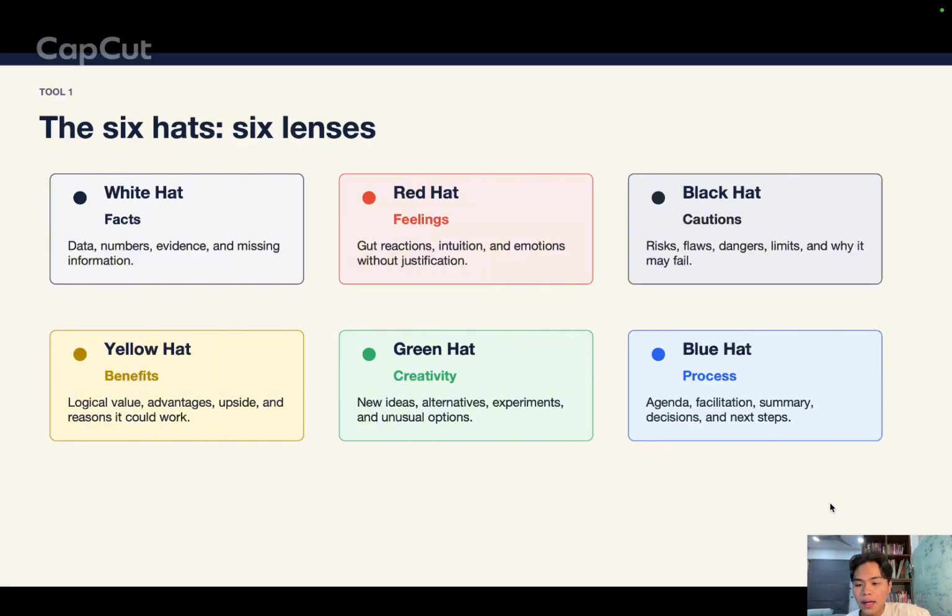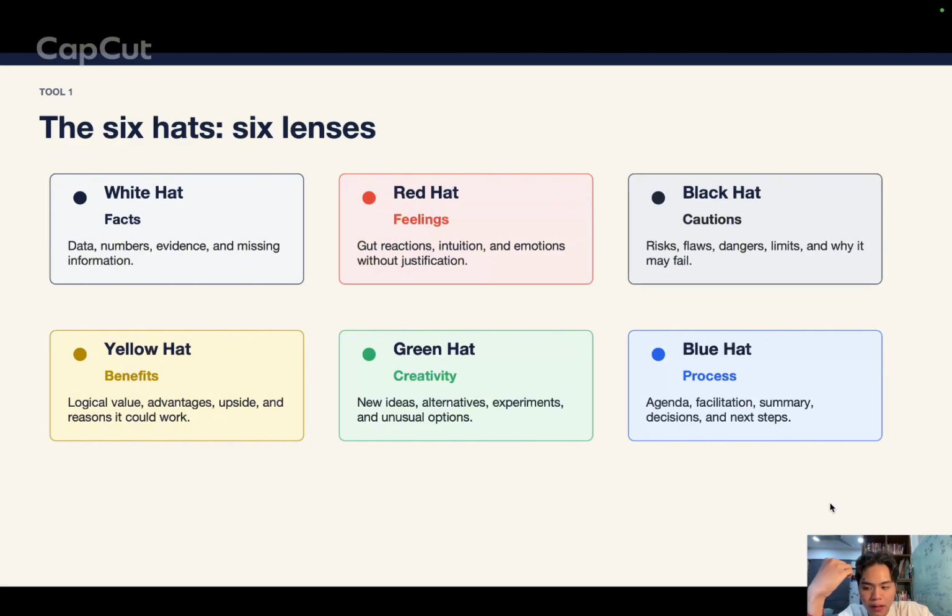And the yellow hat is the one always looking at the benefits. So here we look at the value and advantages. Why could this work? What benefit do we gain? And what opportunity might it create? The next one is the green hat. This is the creativity category.